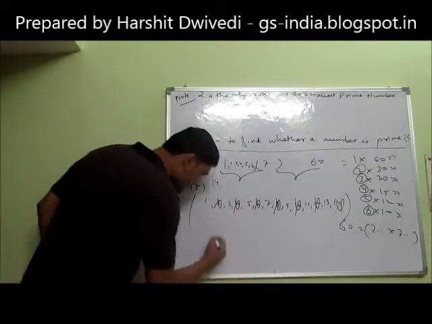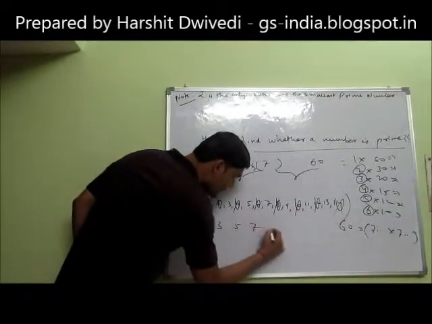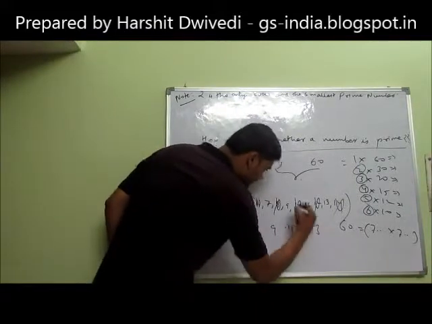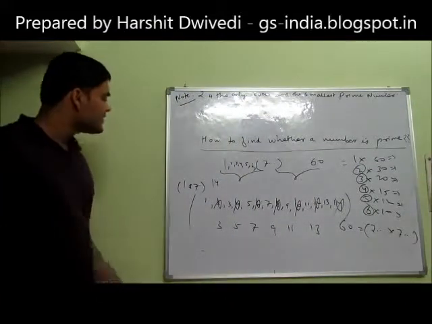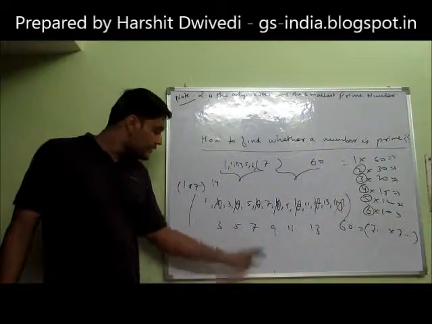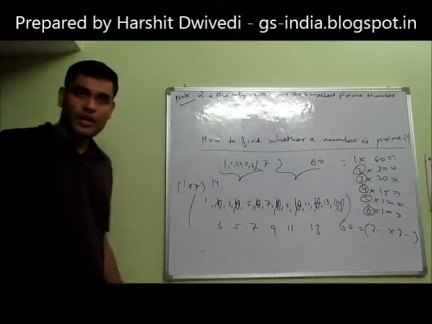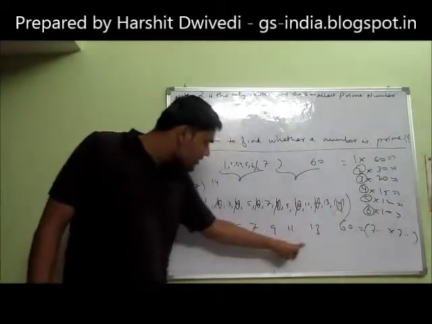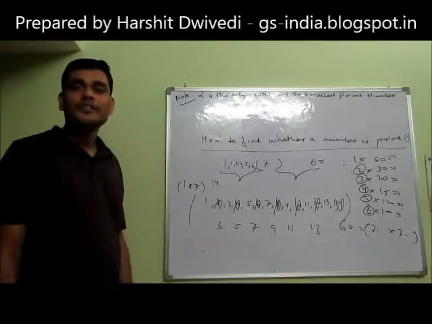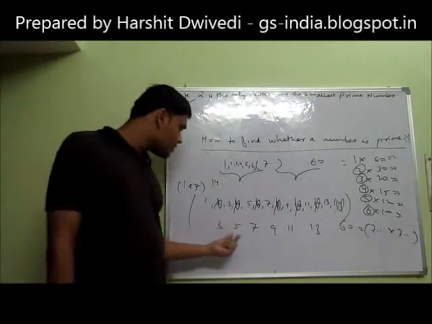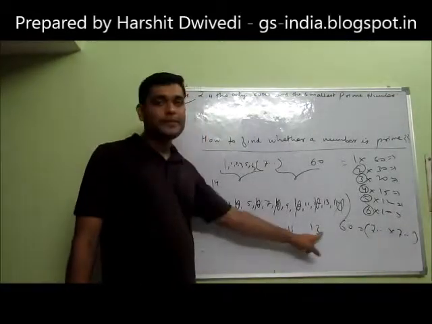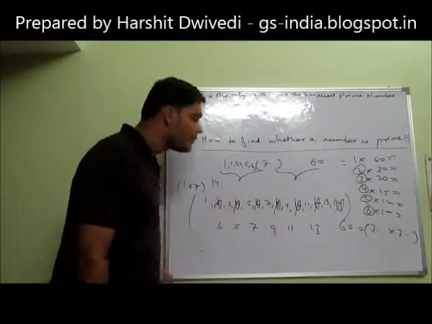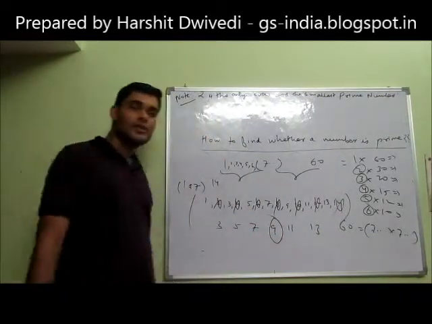So how many numbers are left? 3, 5, 7, 9, 11 and 13. We have to check whether this number 197 is divisible by any of these numbers. Now let us see how many of these numbers are prime and how many are composite. We can see 3 is prime, 7 is prime, 5 is prime, 11 is prime, 13 is prime. 9 is not prime. 9 is a composite number.